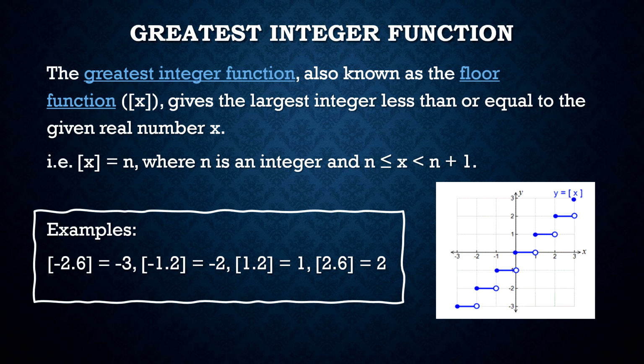So the greatest integer function, also called the floor function, denoted by the square bracket, gives the largest integer less than or equal to the given real number. So for example, for minus 2.6 the GIF function gives minus 3, but for 2.6 it gives 2.